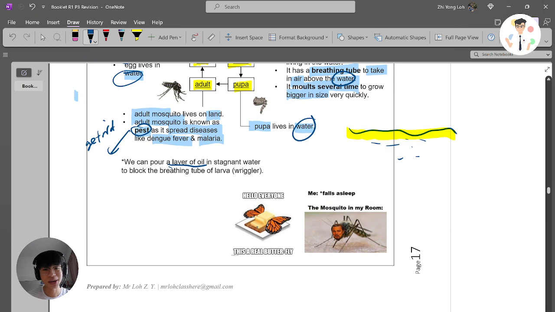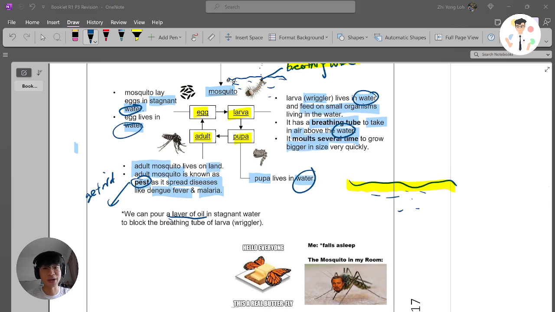Okay, so I have some memes here for you. This is a real butterfly, and that's how mosquito looks like when you fall asleep, right? Okay, so that's all for my discussion for this part, and I hope you learned something. Thank you. See you. Bye bye.